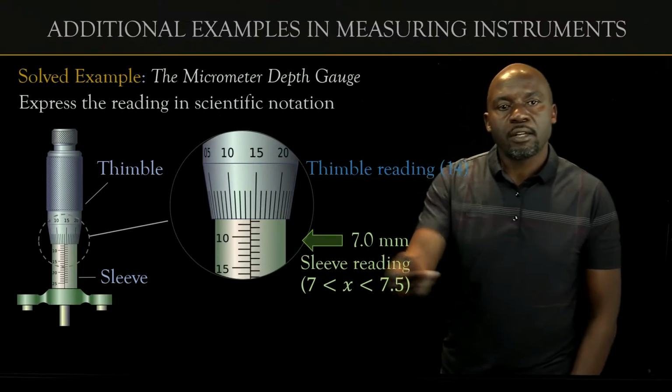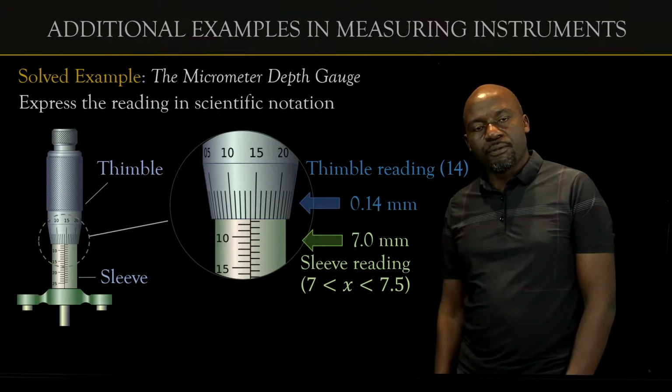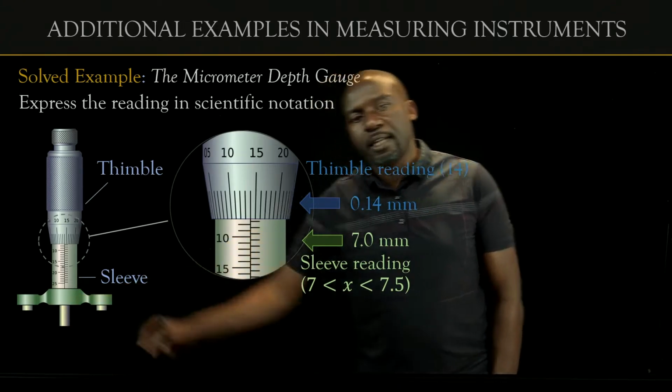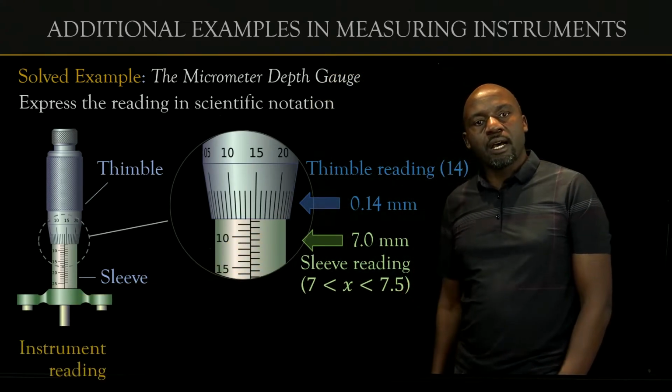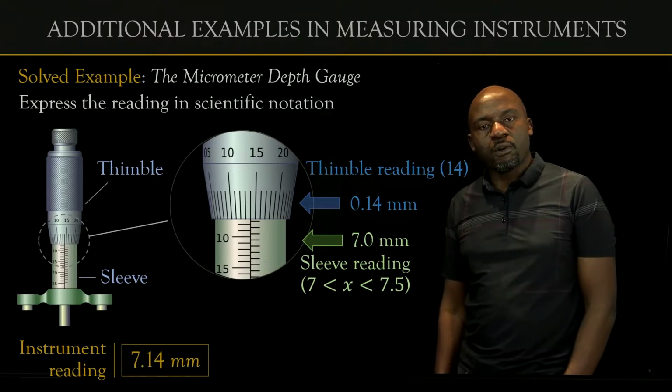So we'll need to add that to 7.0. So the reading there is 0.14, and so the reading being indicated as the depth being measured by this is actually the sum of those two, which is recorded as 7.14 millimeters.